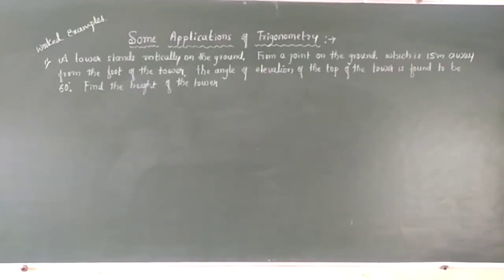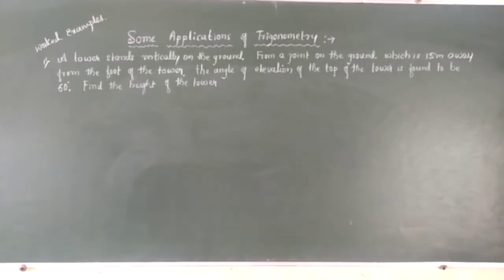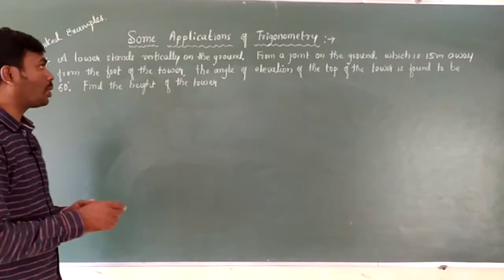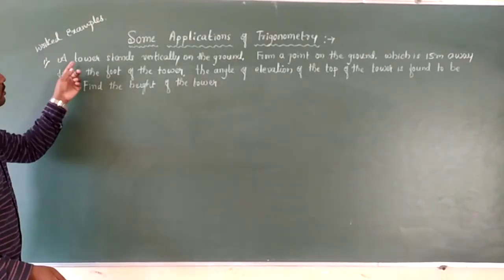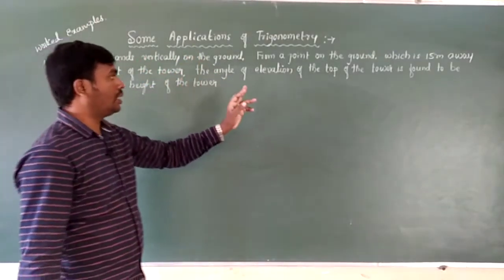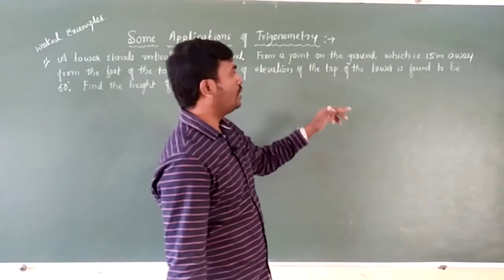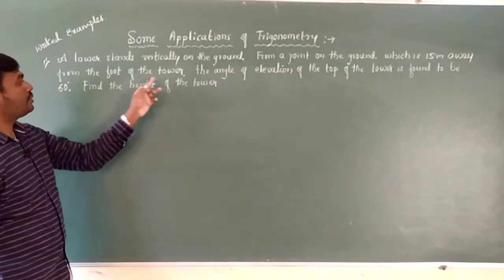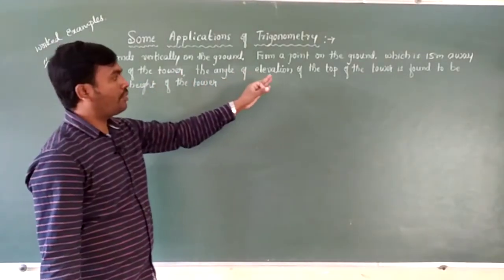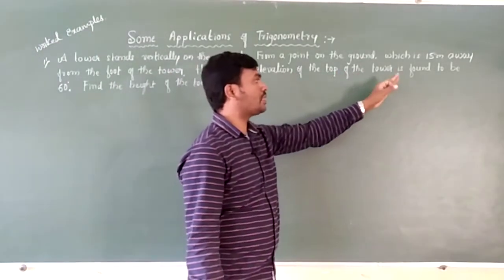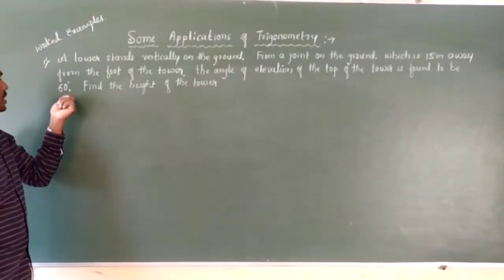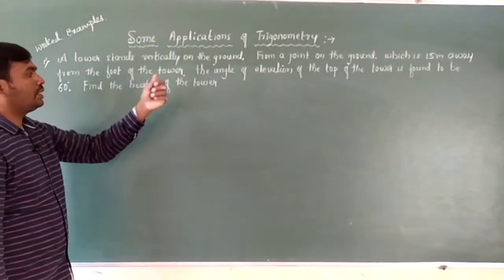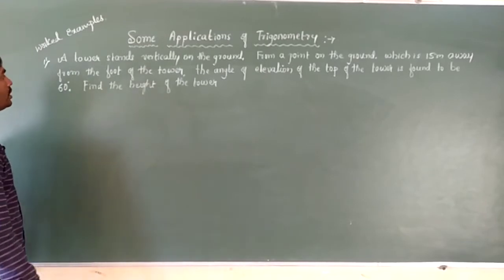Okay children, let us continue with the problems. As we already understood the basic concepts, let us go for the problems. Worked example: a tower stands vertically on the ground. From a point on the ground which is 15 meters away from the foot of the tower, the angle of elevation of the top of the tower is found to be 60 degrees. Find the height of the tower.